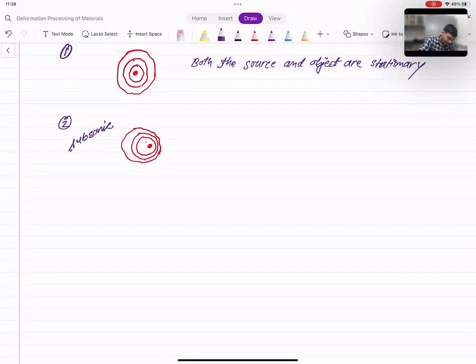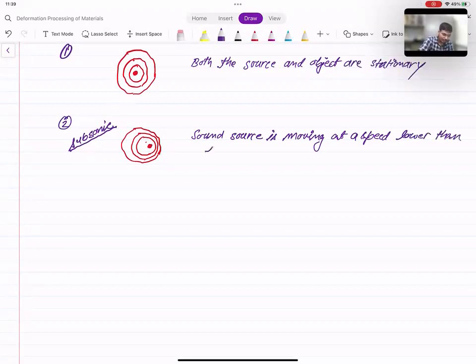Subsonic. And why do we call it subsonic? Because here the Mach number is less than 1. Mach number less than 1 automatically indicates that the speed of object is less than the speed of sound. Okay, so the sound source is moving at a speed lower than the speed of sound. And here the Mach number is less than 1.